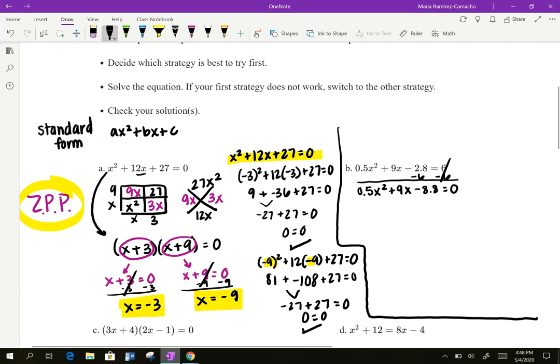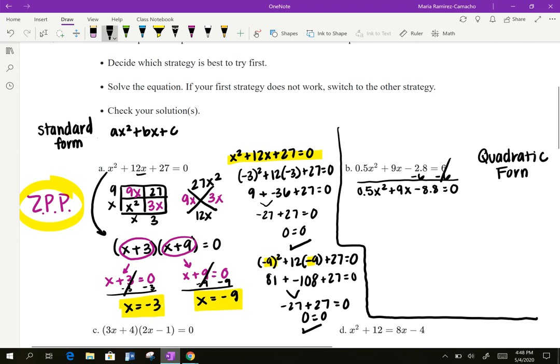Okay, I don't think that I can use the zero product property here. I don't think that this is going to factor nicely. And more than that, I don't think I want to complete the square either. So here, let's use the quadratic formula.